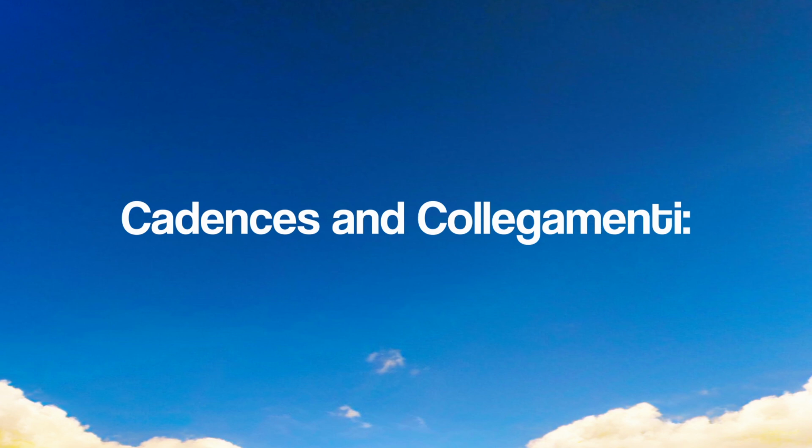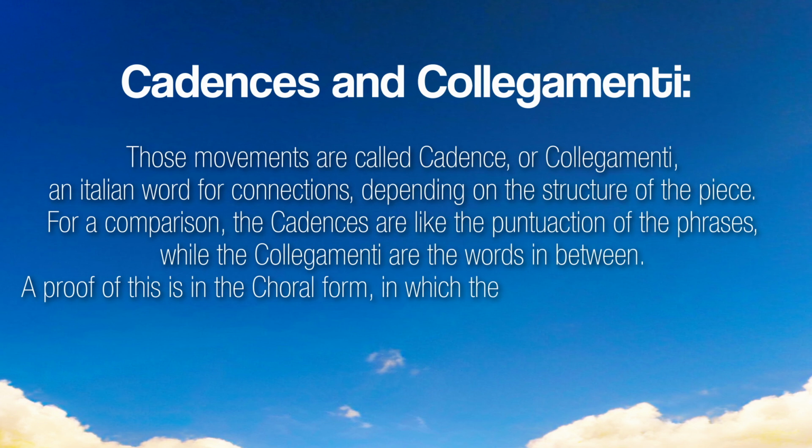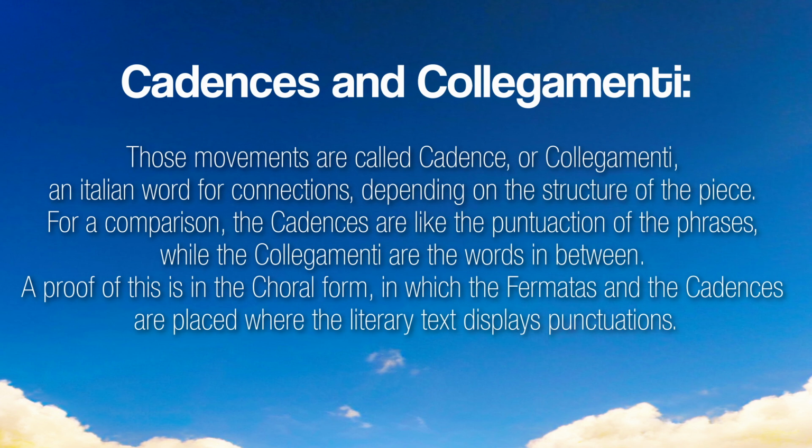These movements are called cadences or collegamenti, an Italian word for connections, depending on the structure of the piece. For a comparison, the cadences are like the punctuation of the phrases, while the collegamenti are the words in between. A proof of this is in the choral form, in which the fermatas and the cadences are placed where the literary text displays punctuation. Let's see the various types of cadences and collegamenti.